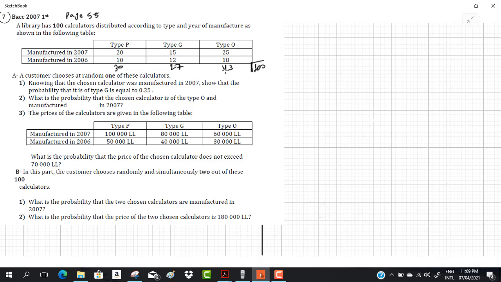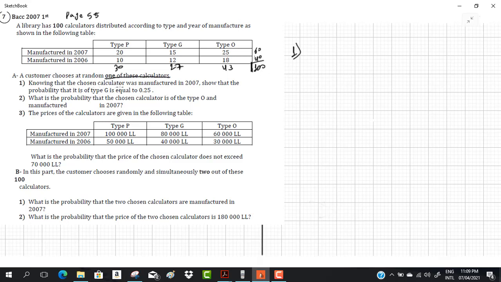43، 30، 40، 60، 40. بحسب التوتل تاعول كل كولوم وكل رو. Customer chooses one calculator out of this. One calculator, I don't have to use combination or arrangement. It's only one calculator. It's only one element, so I don't have to use C or A.